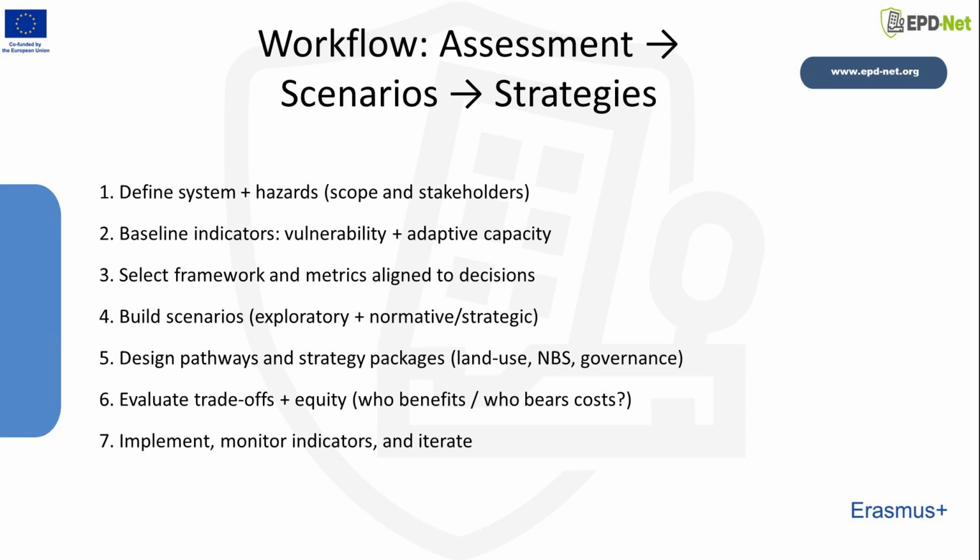First, define the system, hazards, spatial scale, and stakeholders. Second, develop a baseline using indicators that capture exposure, vulnerability, and adaptive capacity. Third, choose a framework and metrics that match the decisions being made. Fourth, build scenarios, using exploratory, normative, or strategic approaches depending on the planning task. Fifth, convert the scenario outputs into strategy packages and adaptive pathways with clear milestones and trigger points. Sixth, apply an equity check so that benefits, burdens, participation, and visibility are examined explicitly.